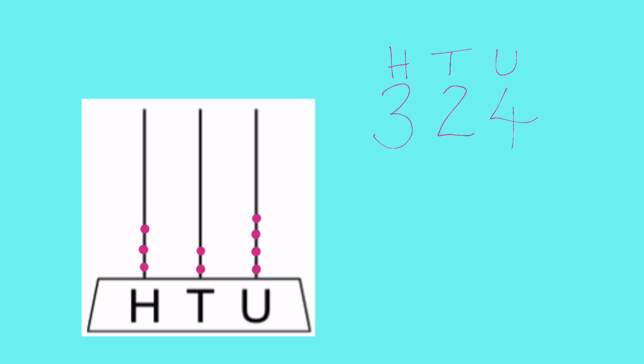And we can partition this number and we can think to ourselves, right, so 300, we know that's 100, 200, 300. And then we have 2 tens. 2 tens is 20. And then we have 4 units. So if we've partitioned this number, we end up with 300, 20 and 4, which creates the number 324. Let's look at another example.